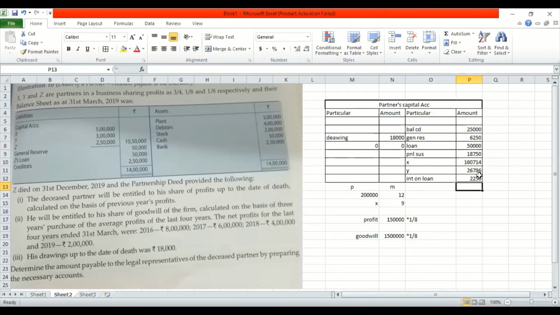So that's it. Once you complete this part, what are you supposed to do? You're supposed to just find out what is the amount you have to pay to the executor. So for that, I will just do a simple calculation. That is 160 and okay. Be very careful about the zeros, or else you might get a zero in the exam.